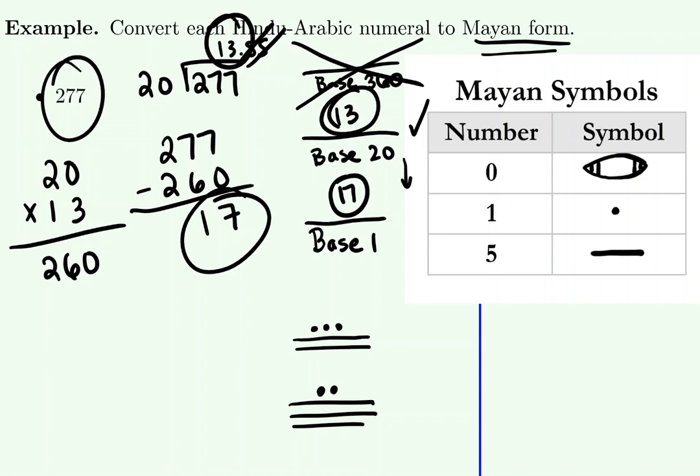Another way that you might see this expressed, just to ensure for clarity, is you could see something like this, trying to show that this is the base 1 and this is base 20. Both would be acceptable answers.